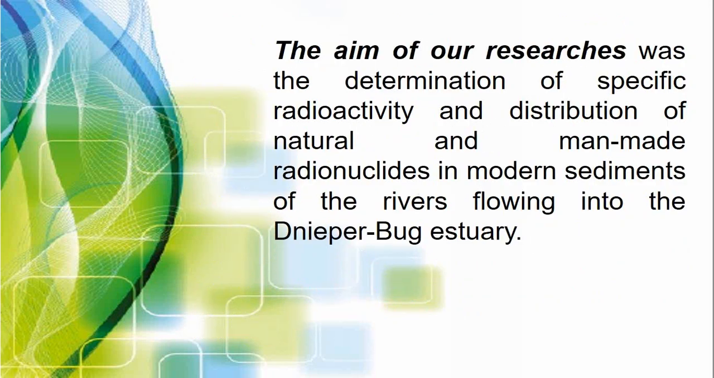With our research, we want to show the existing picture of the content of natural and technogenic radionuclides in several rivers, including the Dnieper River. So, the aim of our research was a determination of specific radioactivity and distribution of natural and man-made radionuclides in modern sediments of the rivers flowing into the Dnieper-Bug Estuary. The data obtained in this study may serve as baseline data of radionuclide concentration in modern sediments of the researched rivers and water reservoirs.